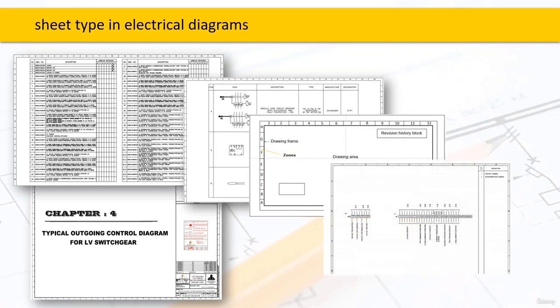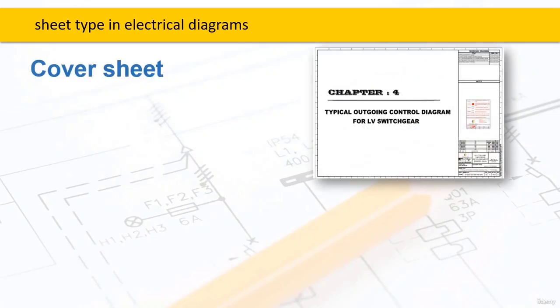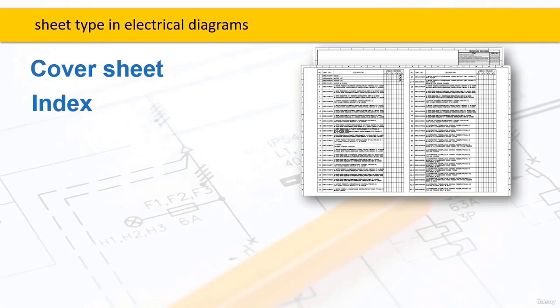Alright guys, the first sheet that we can talk about is called a cover sheet. Basically, the information that we can get out of these types of sheets would include some general information regarding the type of the diagram as well as the designer. Then the second type is called index. This one would give us a list of everything that an electrical diagram contains, alright? Then in the third place we have legend.